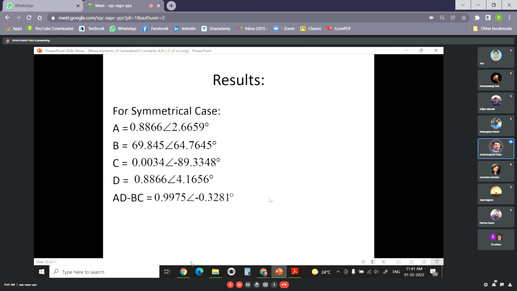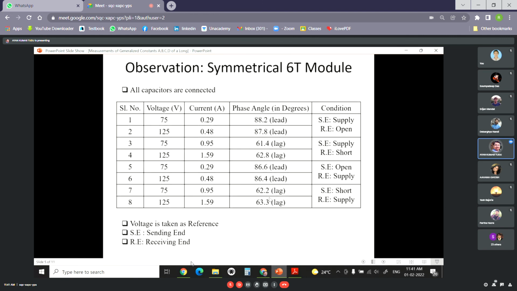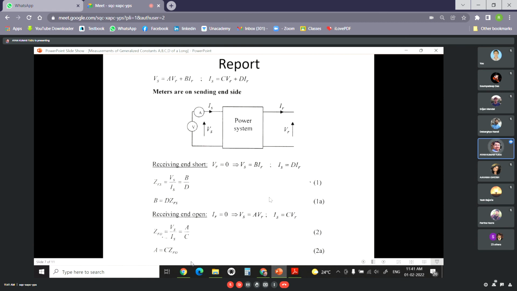Now what you have to do in your lab report? You have to write down the title, objective, and circuit diagram as it is written, and the result section is also given to you, both for the symmetrical and the asymmetrical case. In the report section, you have to calculate the values of the impedances, the way that I have shown here.